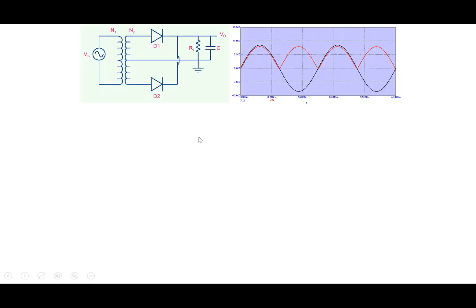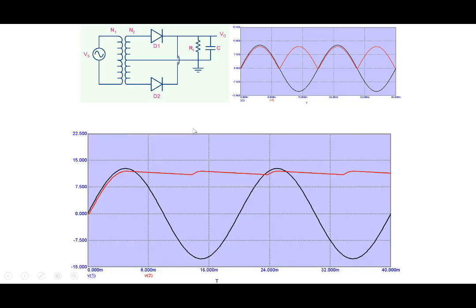Now one of the advantages of full wave rectification is with respect to the ripple that we talked about. We'll compare the two cases. In the previous case, we note that when D1 is conducting, the capacitor will charge up. This is what is happening here.